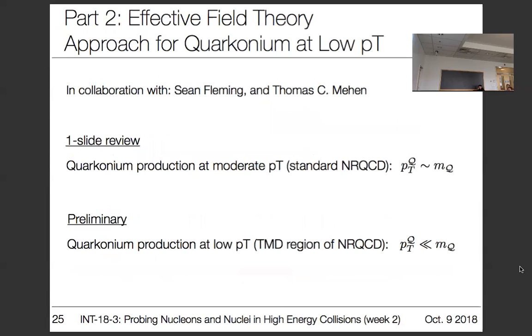So now I switch to part 2, which is the effective field theory approach to Quarkonium production. This is a collaboration with Sean Fleming and Thomas Meehan. I will have one slide reviewing NRQCD for PT larger than or of the same size as MQ, and then some preliminary discussion on the effective field theory that we're working on in order to describe the low transverse momentum of Quarkonium.